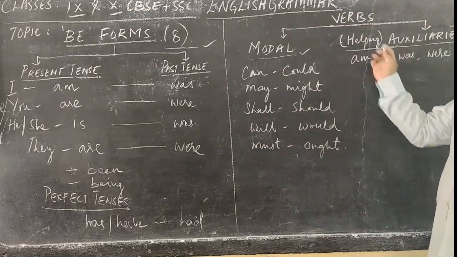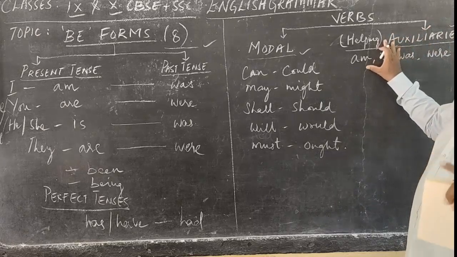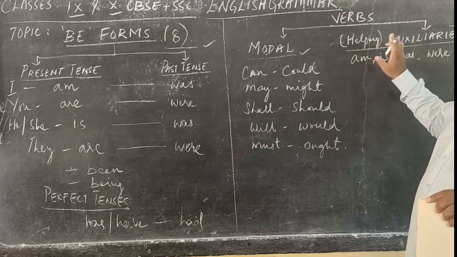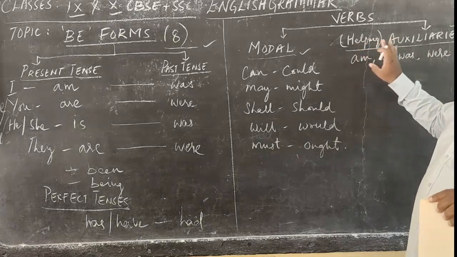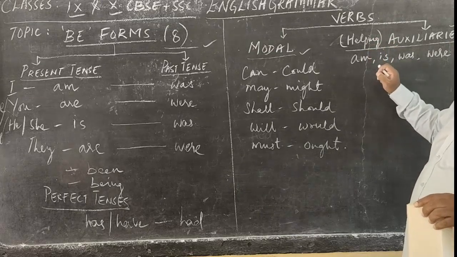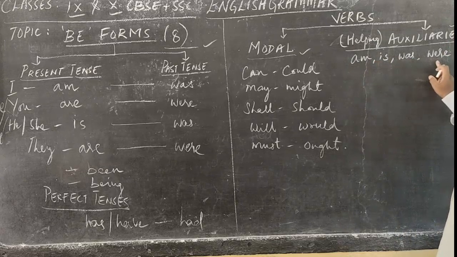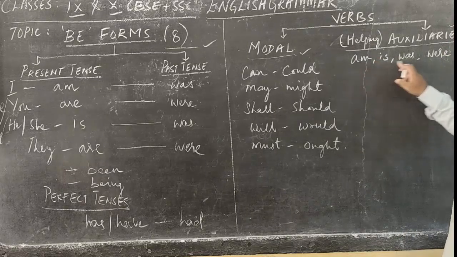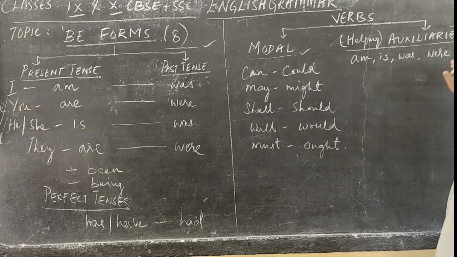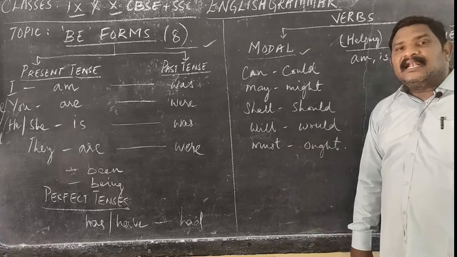Now children, you must be thinking, sir, what is this? Why these modal verbs and why these auxiliary verbs? Point number one to be noted: all the auxiliary verbs are used before the main verbs. Because these auxiliary verbs occur before the main verbs, that's the reason they are called helping verbs. For example, am going, is walking, was playing, were dancing. So all these auxiliary verbs are used before the main verbs in the sentence. This is one classification of auxiliary verbs. Now the second classification, what is the title?